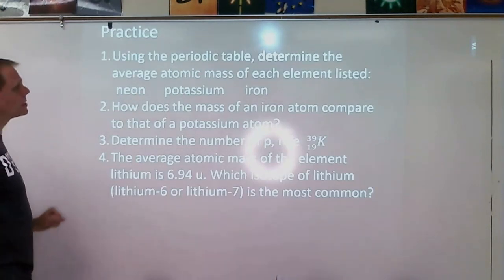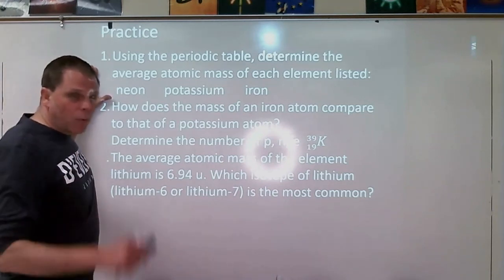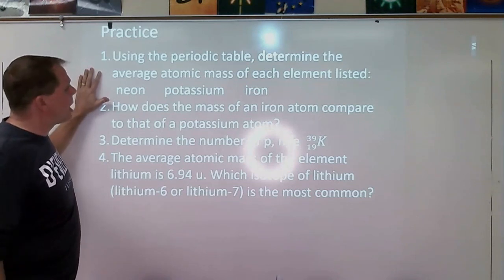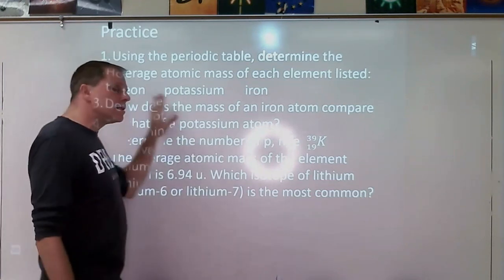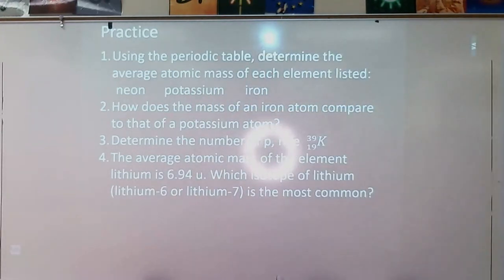Okay, so let's practice that. Using the periodic table, again, look in your book or grab one from the section there. Determine the average atomic mass of each element listed. Now, these numbers are at the bottom. So when you look at your periodic table, look at the bottom.